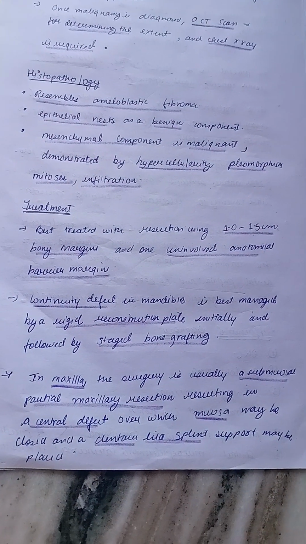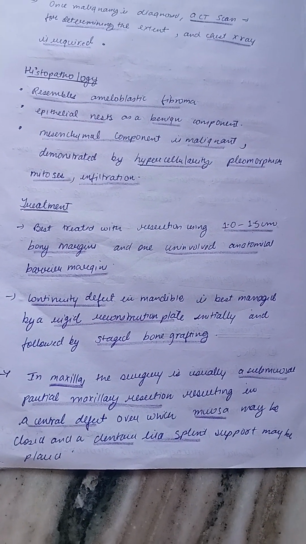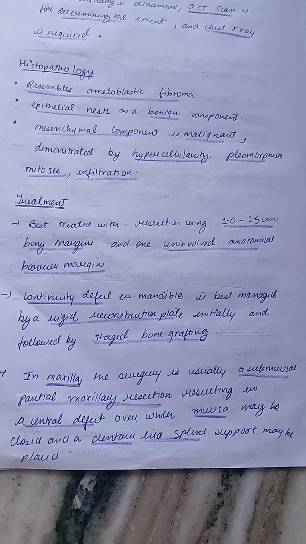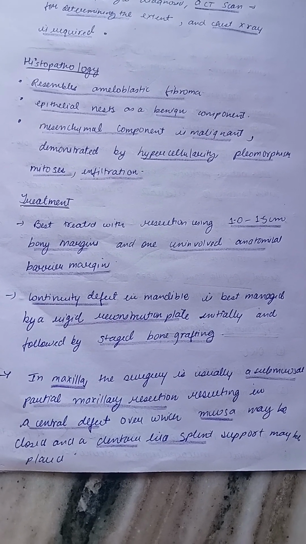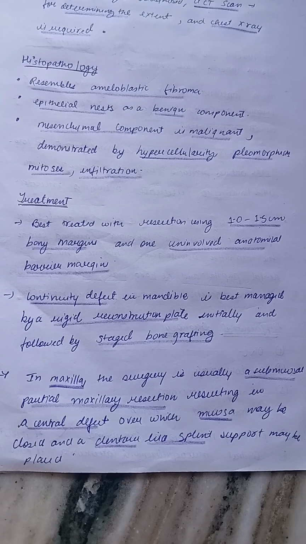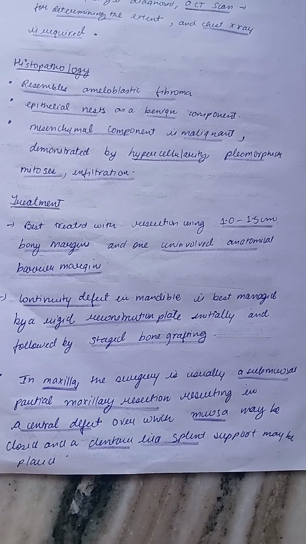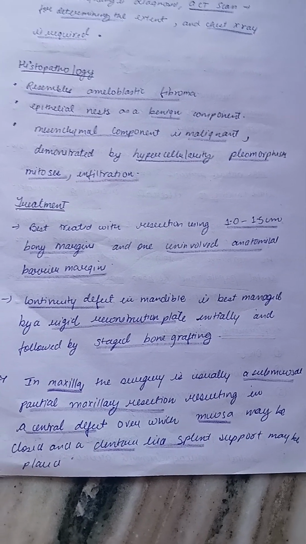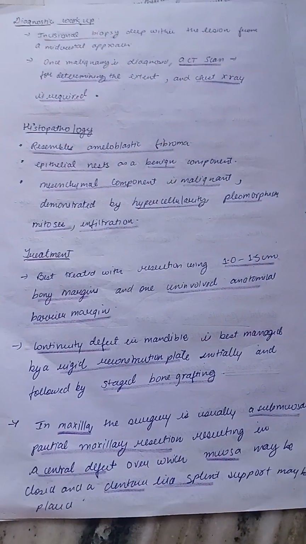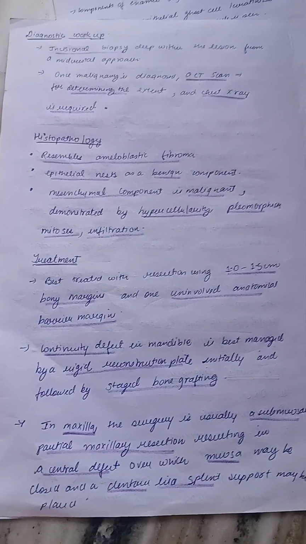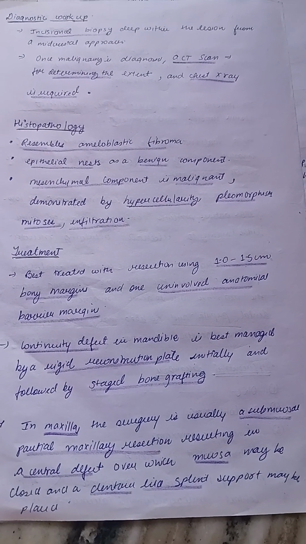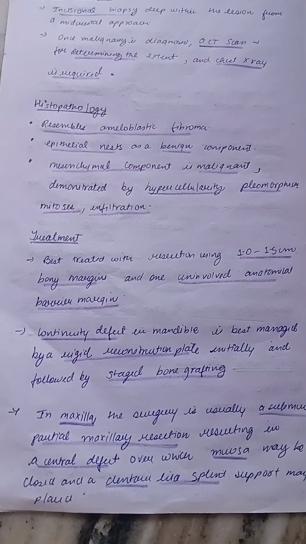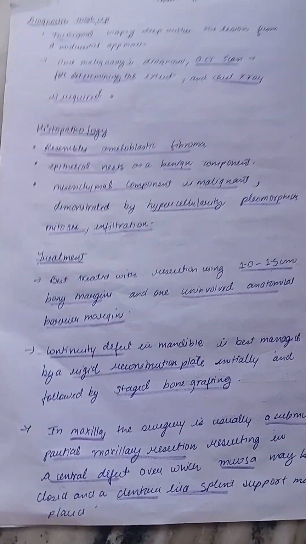In the maxilla, the surgery is usually a submucosal partial maxillary resection resulting in a central defect over which mucosa may be closed and a denture-like splint support may be placed. If it occurs in the maxilla, then partial maxillary resection is done, the defect is closed using mucosa, and we give a splint-like denture.